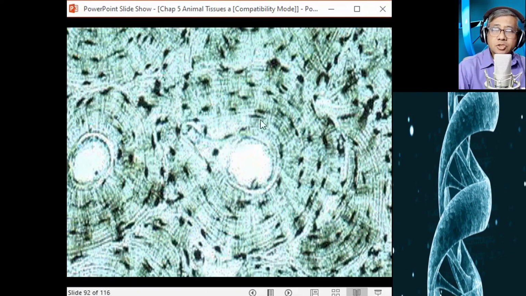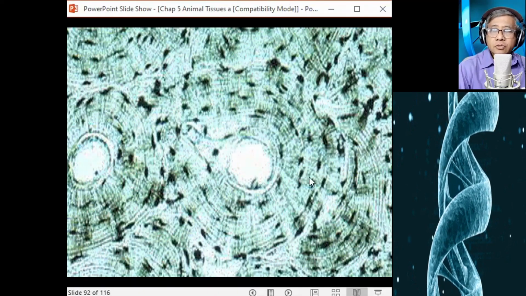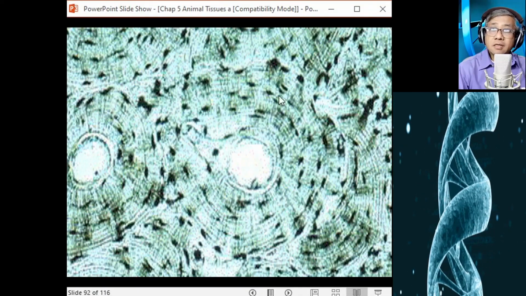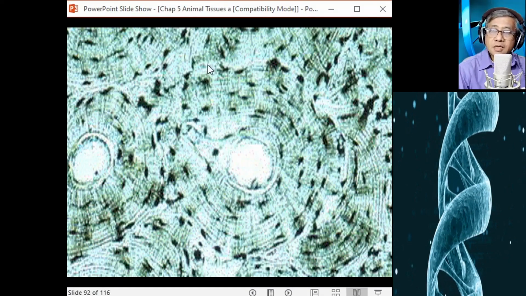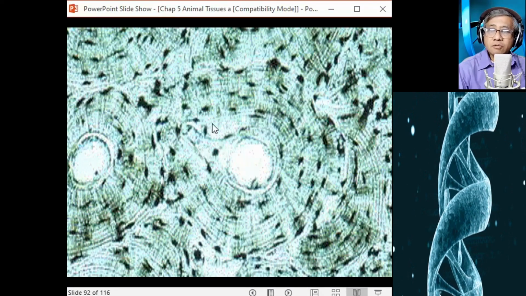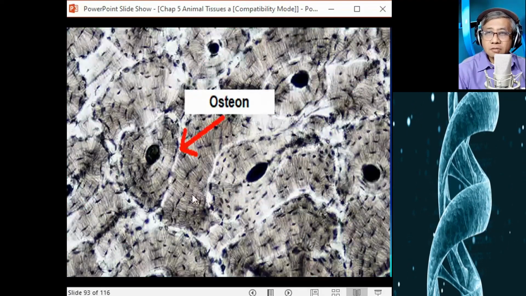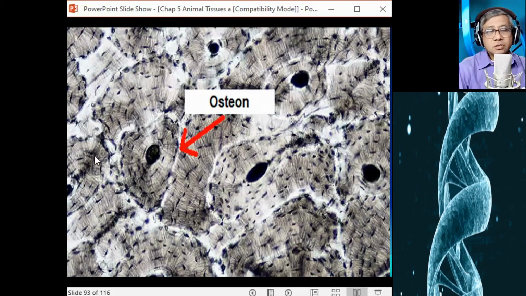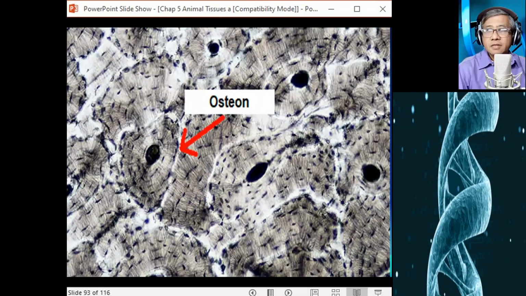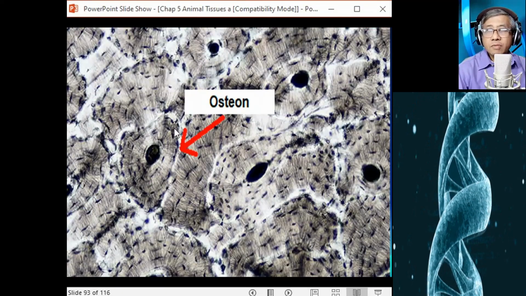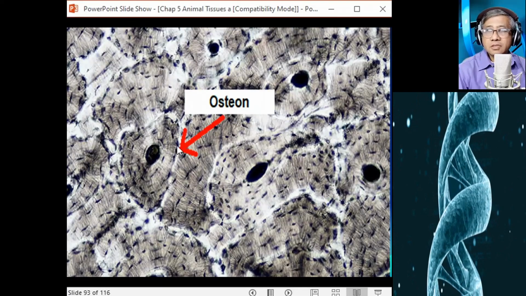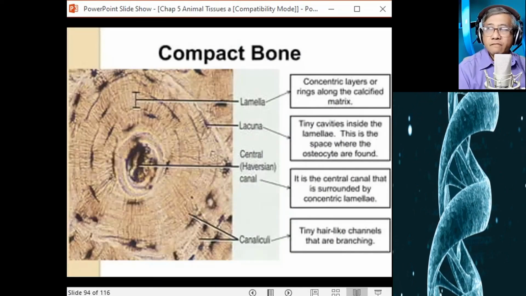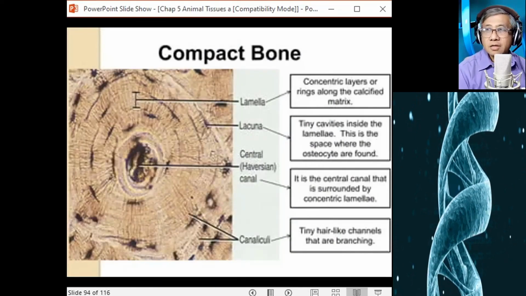So this is bone tissue under the microscope. As you can see under the microscope, there are concentric rings of cells, and those concentric rings are called osteon. Ayan, no? So this is one osteon. Here is another osteon. An osteon is composed of concentric rings, ring-like structures. Yung mga cells, ito yung mga itim-itim na yan, those cells are called the osteocytes. That's the osteon, and the osteon is made up of these concentric rings or layers.